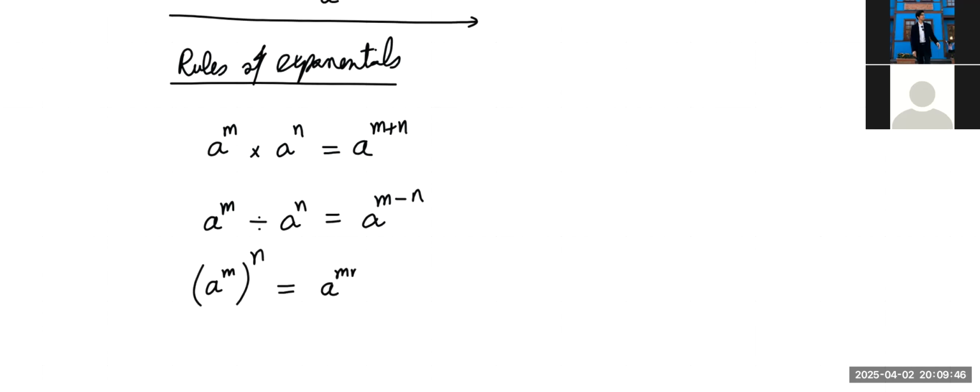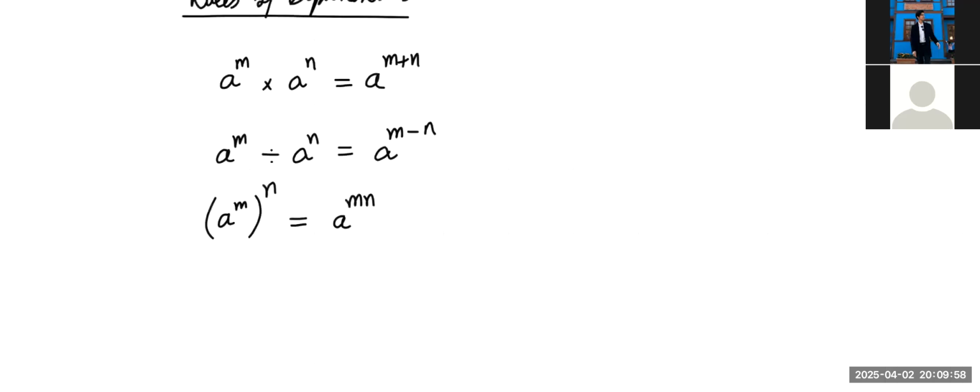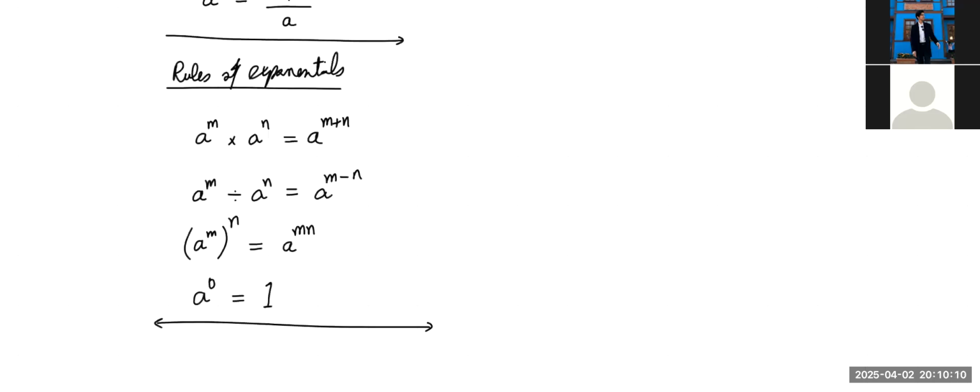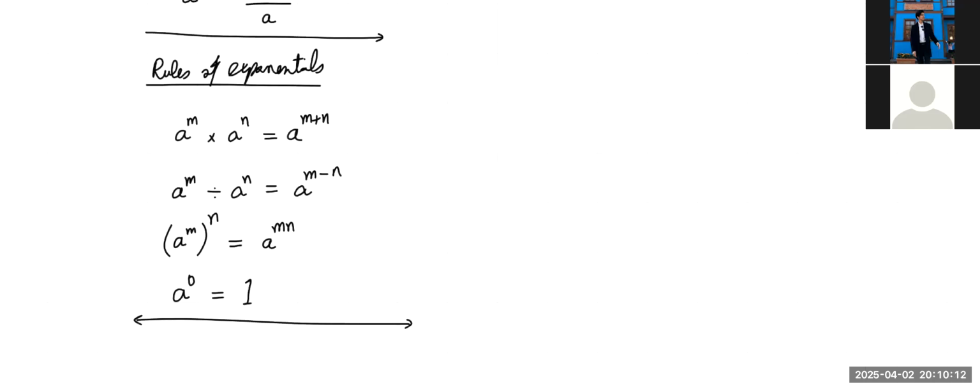A lot of people confuse this one with this one. When you multiply the bases, add the powers. When you raise a power to another power, that's when you multiply the powers. And the final one is that if you raise anything to the power of 0, you will get 1. Not 0, but 1. These are all the base rules. Honestly, this is basically it. These are all the rules that you need for logarithms.